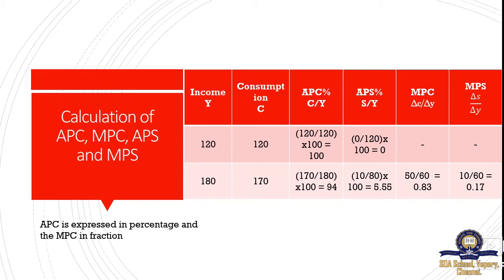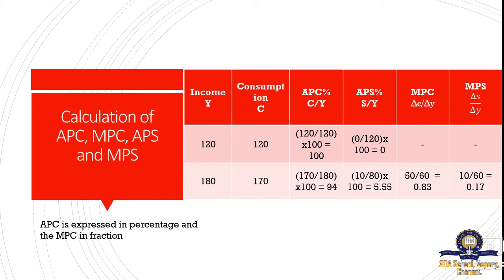The next one is 180 as the income, 170 as the consumption. For APC, apply the formula: 170 by 180 into 100, 94 is the APC. Now APS, how to calculate? APS is 10. See how the 10 comes: 180 minus 170 gives 10 rupees, which is the saving, divided by 180. 80 is wrongly given, it's 180. 10 by 180 into 100. The answer is 5.55.